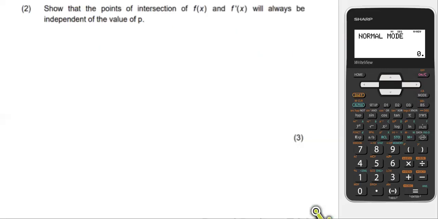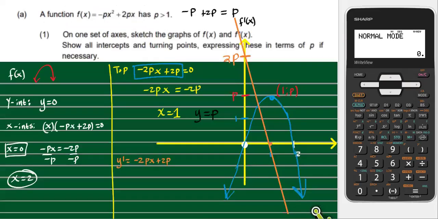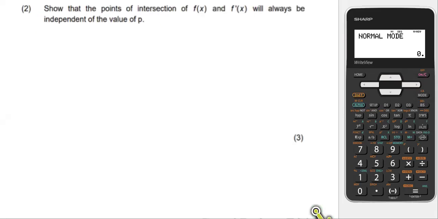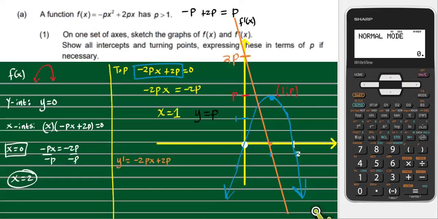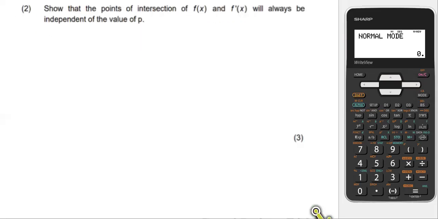All right, so this one was nice and beautiful. Oh yeah, this will be the last portion. And then they say now, show that the points of intersection of the graph and its derivative will always be independent of the value of p. They say the points of intersection of the 2 graphs, so we just need to equate the 2 graphs. Yeah, this one sounds familiar also. Did I really finish this?